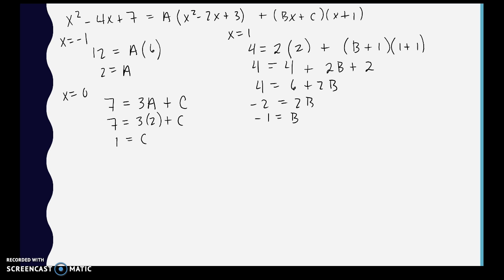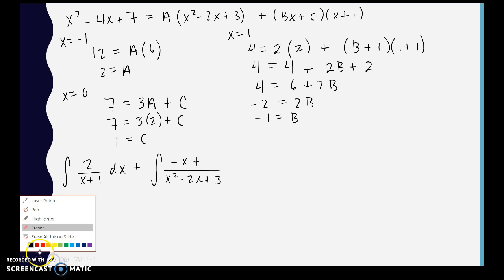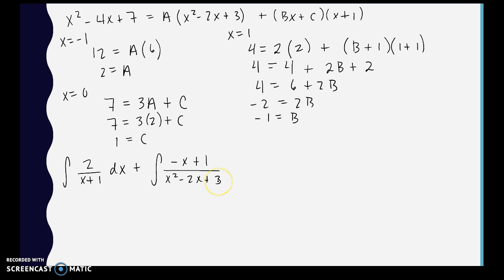So now let's go back and we plug it into our original. So I get the antiderivative of a. So 2 over x plus 1 dx plus bx. So negative x plus c all divided by x squared minus 2x plus 3. And we should be replacing c with 1. So this is what our decomposition looks like.